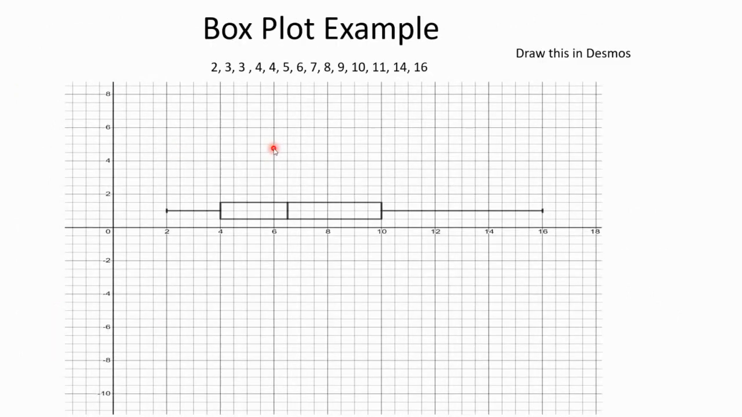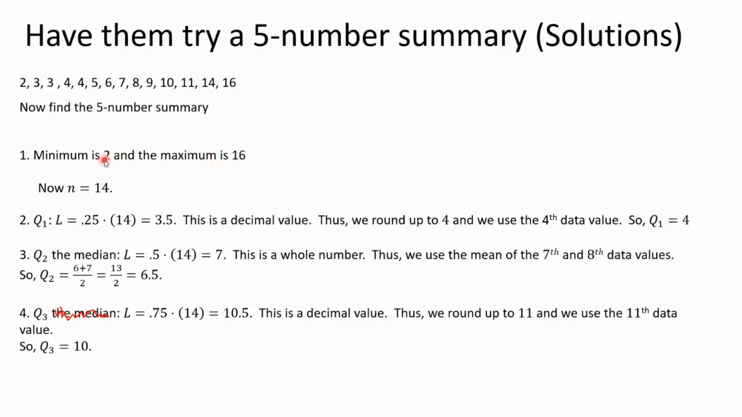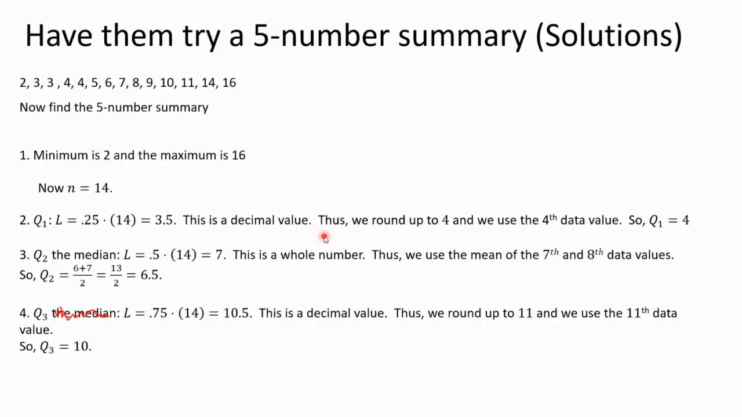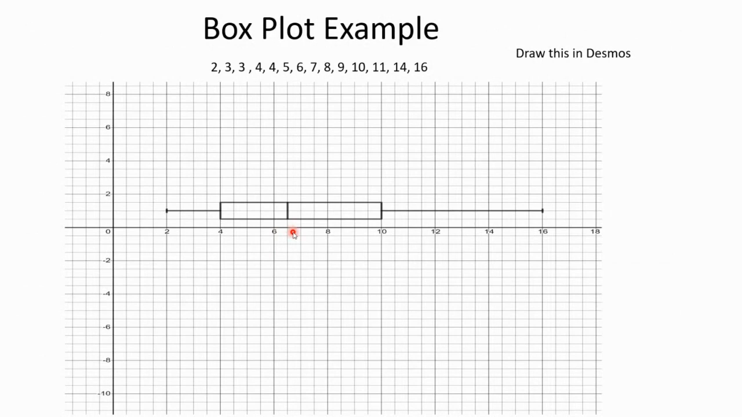So the 5-number summary we have is 2, 4, 6.5, 10, and 16. If you were to draw a box plot of this in Desmos, you would get something like this. You can see the minimum's at 2, the maximum's at 16, Q1 is 4, Q2, the median is 7, Q3 is 10. Wait a minute, that's not right. Sorry, my mistake, the median is 6.5. This isn't 7, 7's over here. This is right on the slides, I just read the median as 7, but it's 6.5. Just letting everyone know.